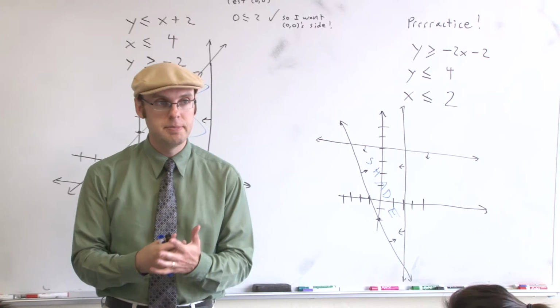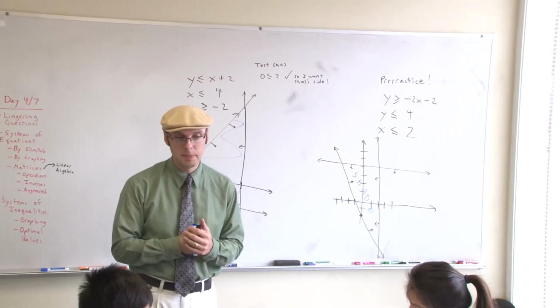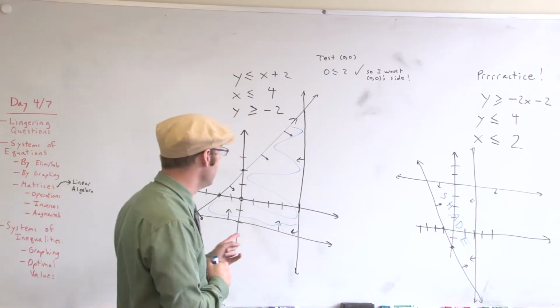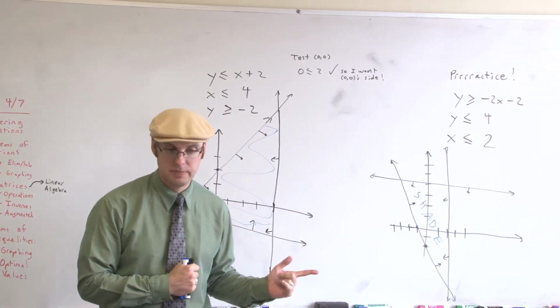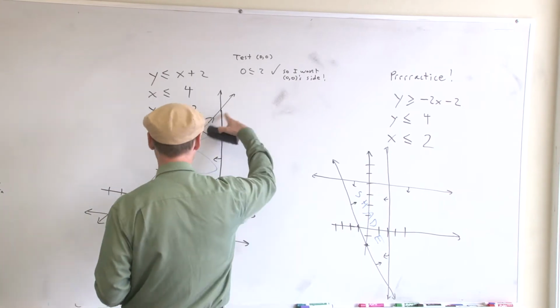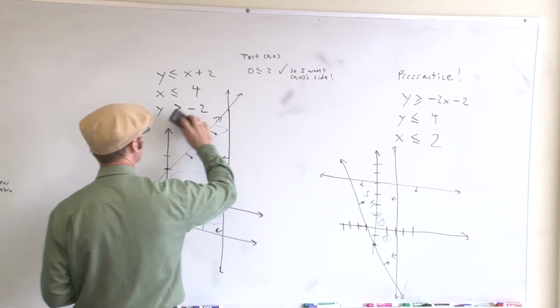And now, to do optimization problems, which is our last topic for the day, all you have to do is do that and then find the corners. So find the corners of the shaded zone.